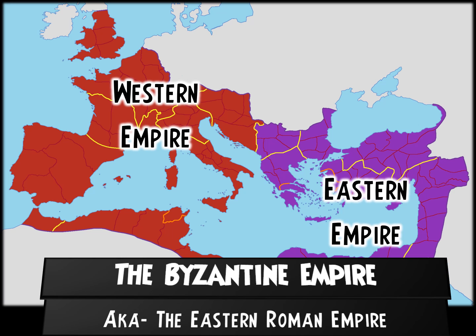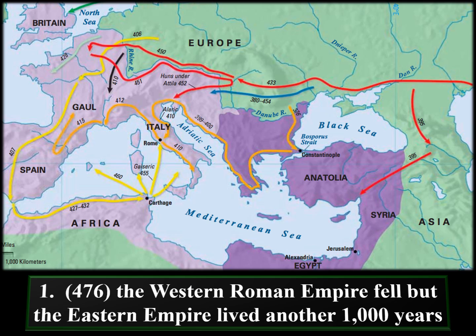The Byzantine Empire is also known as the Eastern Roman Empire. It is the half of the Roman Empire that did not fall in 476. In 476, the Western Roman Empire did fall. It collapsed under the pressure of those invasions. But the Eastern Empire lived another 1,000 years.